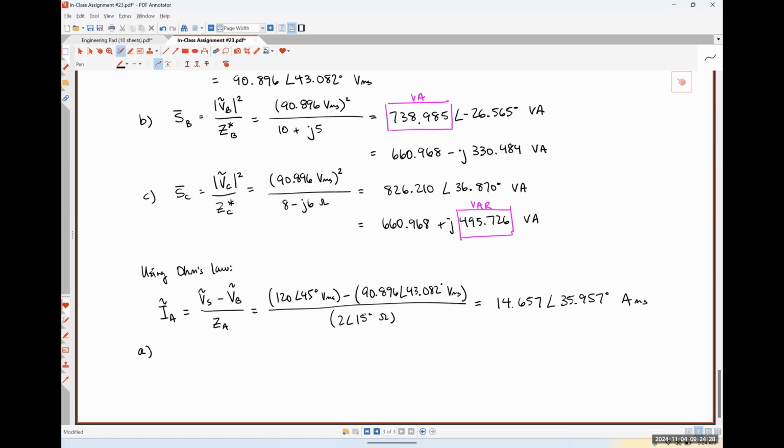Solving for part A, SA is going to be the magnitude of IA squared times ZA. Because I'm running out of room, I'm not going to write down all of the numbers.